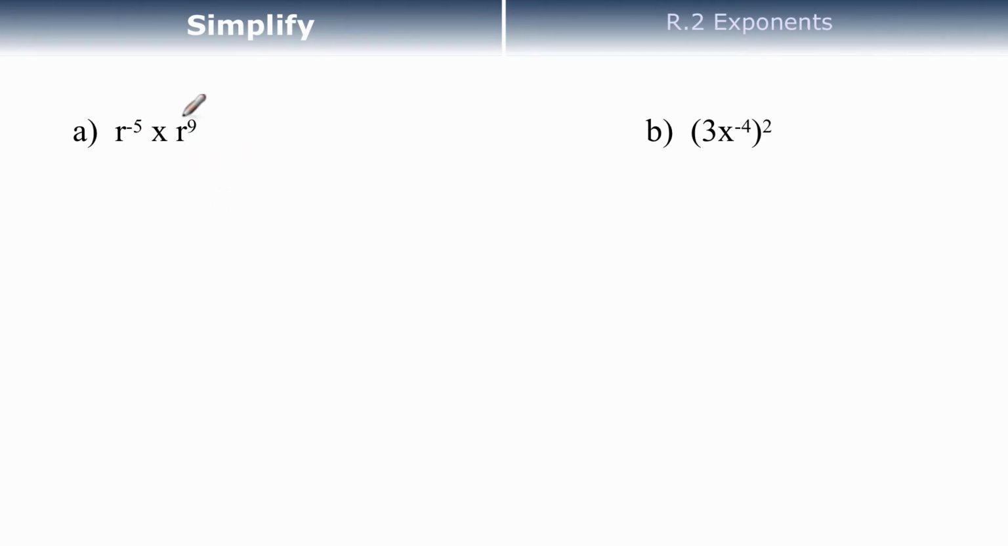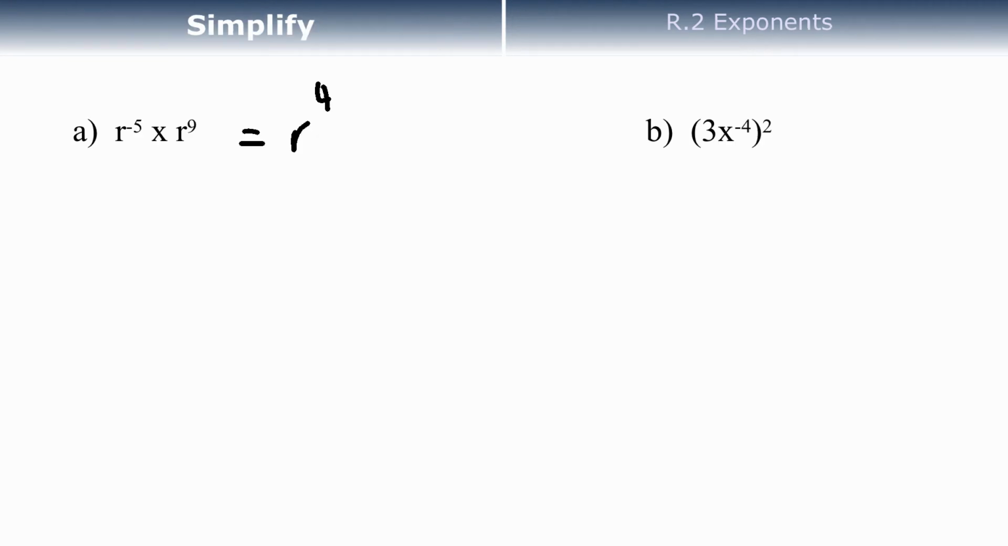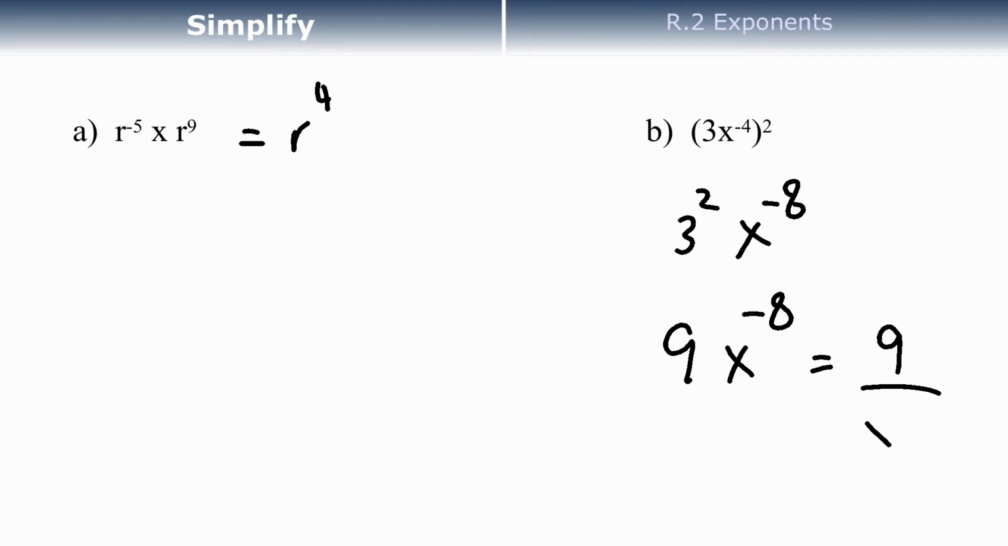Same base, add exponents. R to the positive 4. This is a product. So I have a product in here raised to an exponent. What do I call that rule? It's this one, raising a product to a power. So in this case here, the 3 would get raised to the second power, and the x to the negative 4th would get raised to the second power, so that'd be x to the negative 8. Simplifying that, 3 squared is 9, x to the minus 8. But here I have a negative exponent. Typically I like to make those positive. So I would rewrite that as 9 over x to the positive 8. This would be the preferred answer on a test.